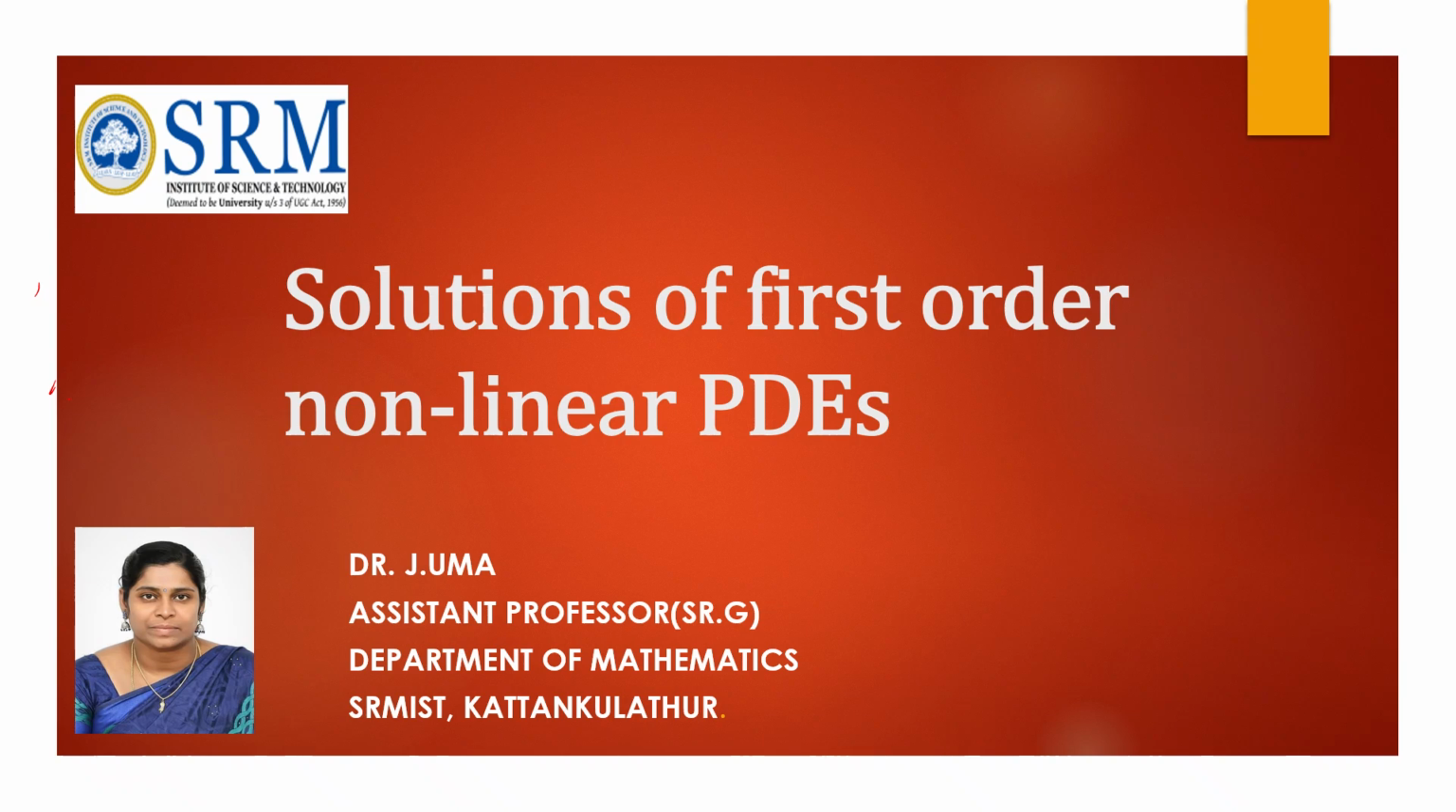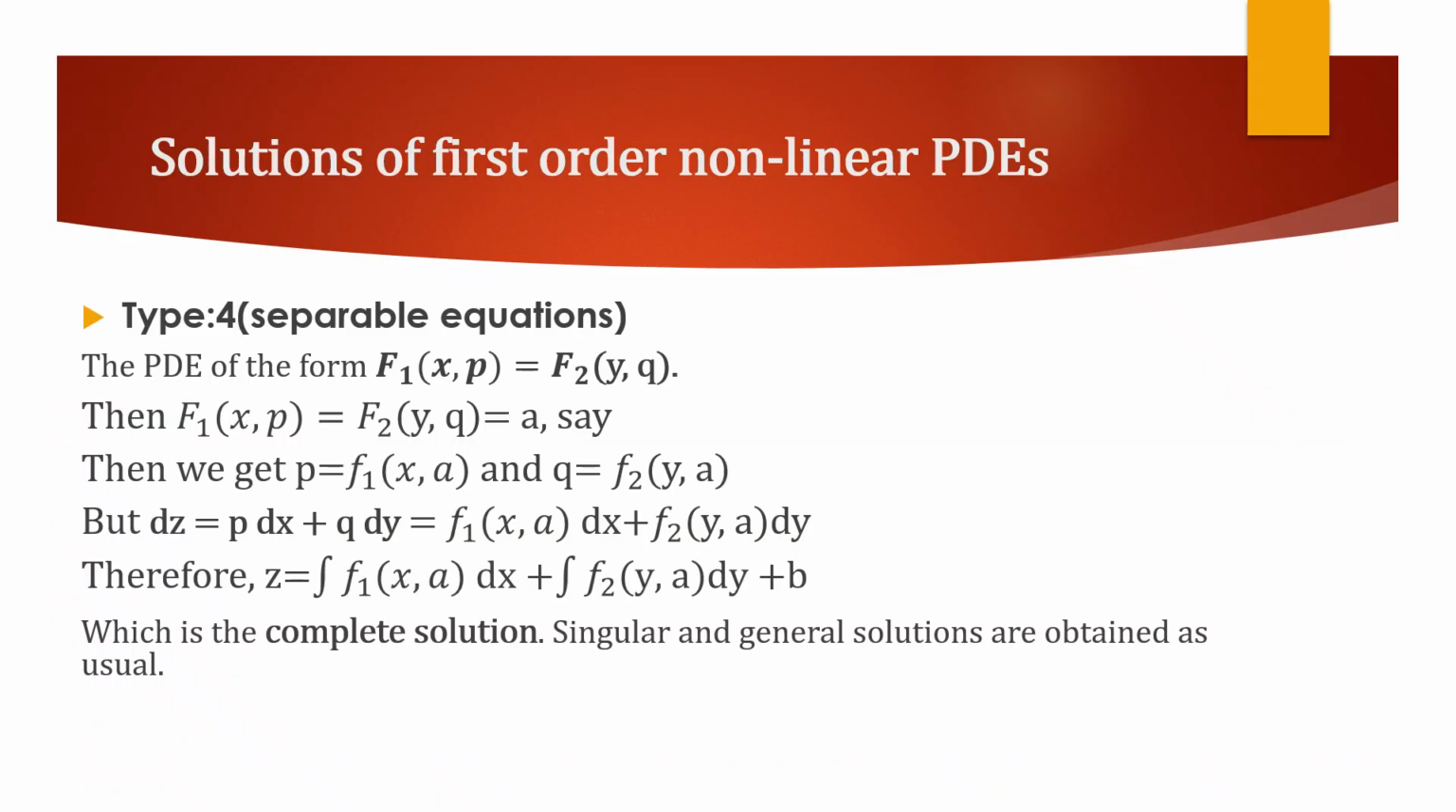In this video, we are going to see how to solve the type 4 form of nonlinear PDE. The type 4 form of PDE are also known as separable equations. So here the PDE will be of the form f1 of x comma p is equal to f2 of y comma q. So unlike the type 3 form, here we have both x and y along with p and q.